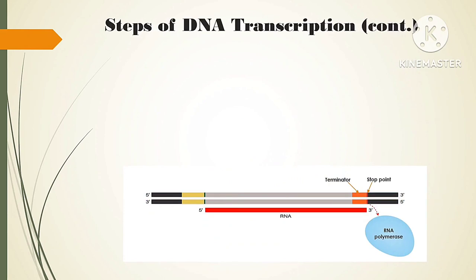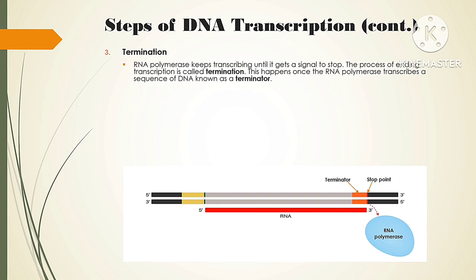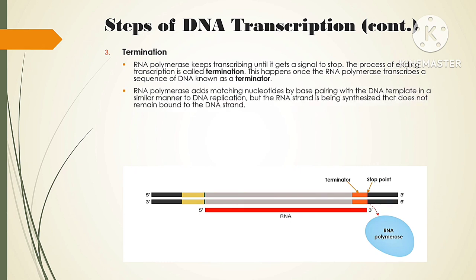Steps of DNA transcription, continued. 3. Termination. RNA polymerase keeps transcribing until it gets a signal to stop. The process of ending transcription is called termination. This happens once the RNA polymerase transcribes a sequence of DNA known as a terminator. Termination results in RNA polymerase stalling, leaving the DNA template, and freeing the messenger RNA, mRNA.